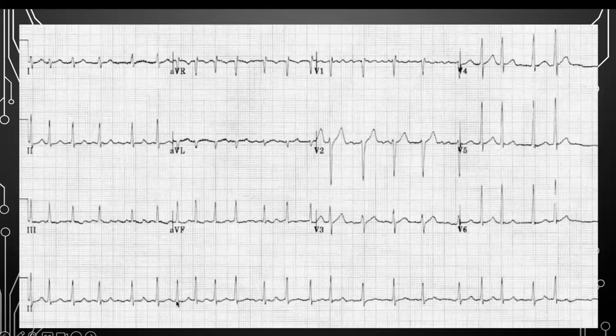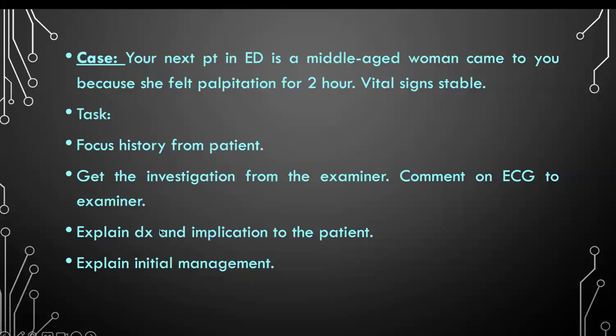And then the QRS complex looks normal. There is no ST changes. T wave seems to be normal as well. But the main thing is the rhythm is irregular here. So it is most likely atrial fibrillation.